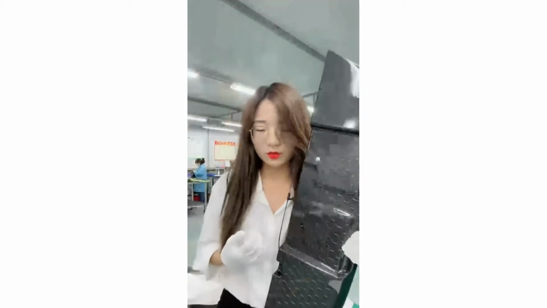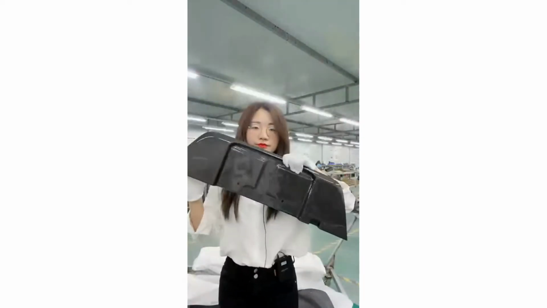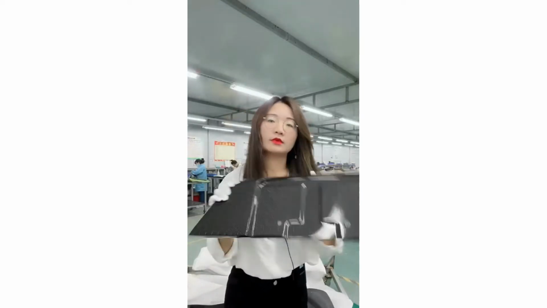This one is also a honeycomb carbon fiber, but this one is one of our customized parts, so I can't tell you the detailed model. Honeycomb carbon. Okay, I hope my information above can help you understand our 3 kinds of material.